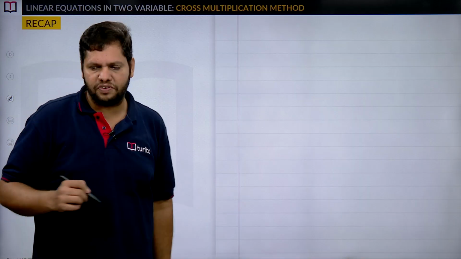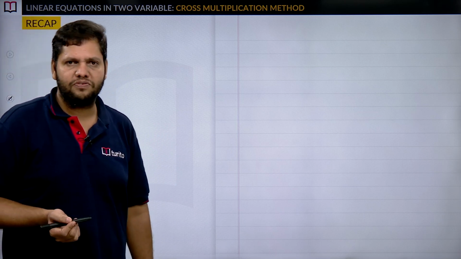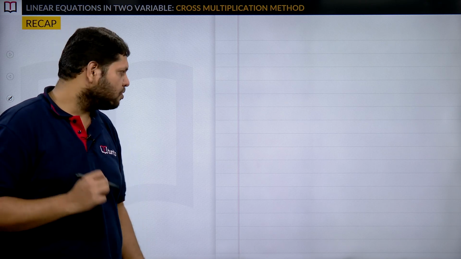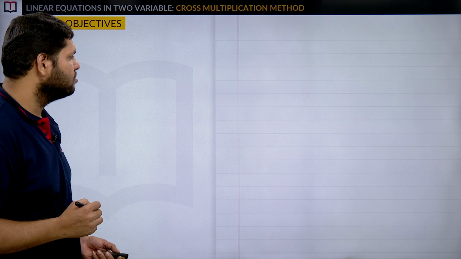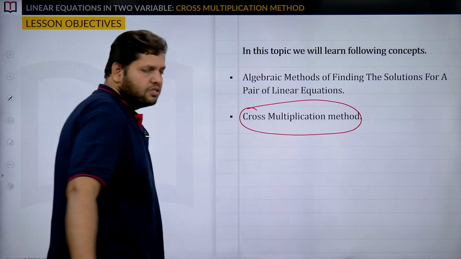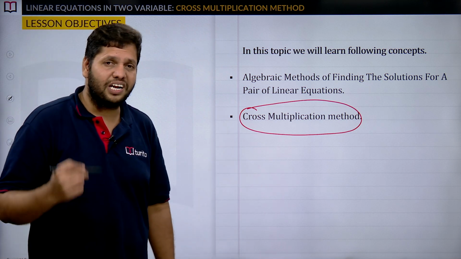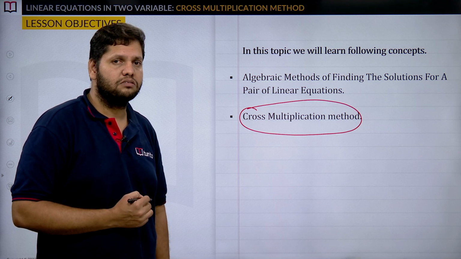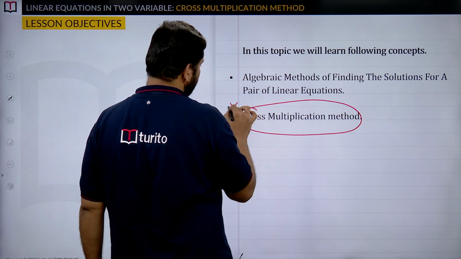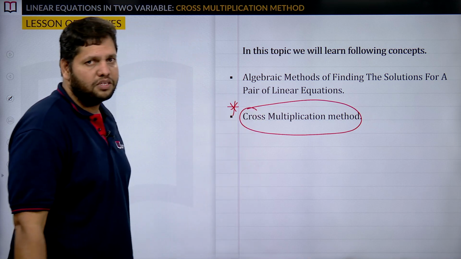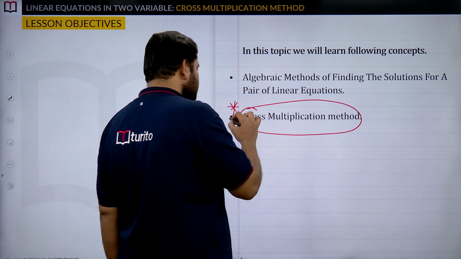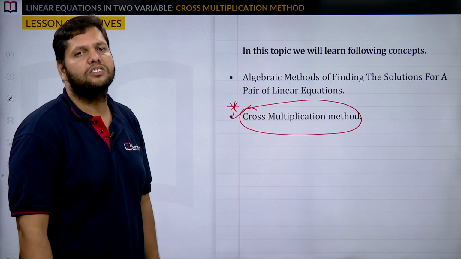In the previous two classes we already discussed the first method, the substitution method, and the second method, the elimination method. Today we are going to discuss the cross multiplication method. This method is very important, so try to practice it as much as you can. With the substitution and elimination methods, we may or may not follow them, but this cross multiplication method is very simple.